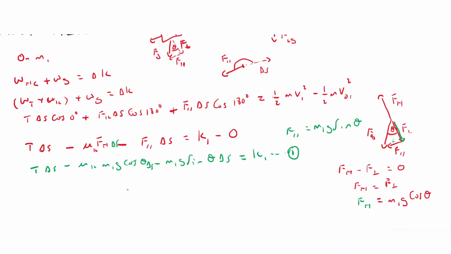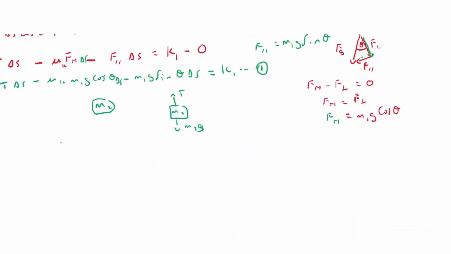Okay. Now, what about M2? What's happening with M2? Now, remember, M2 looks like this. There's a tension force, and then there is the M2G, which is the force of gravity. That is the one that is actually making this system move. So what you have now is a situation where you can say there's work done by non-conservative force, which is this, and work done by conservative force, which is that, and that is going to be equal to the change in kinetic energy.